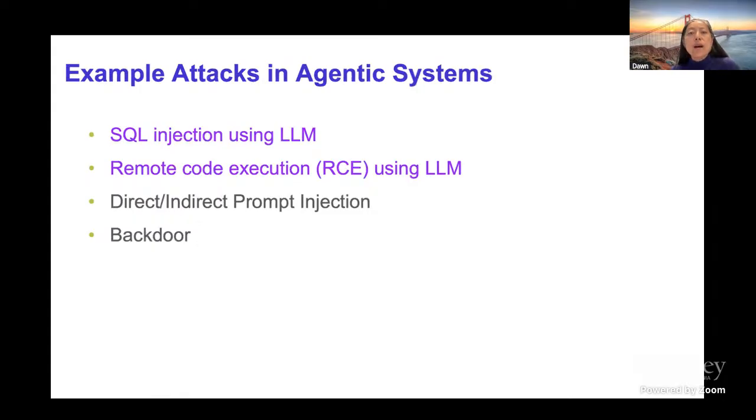So that's an overview of how the increased complexity in the agentic AI system can cause an increase in attack surfaces, and how an LLM can be used as part of the attack chain. Now we are going to look at some example attacks in agentic systems. First, we are going to look at SQL injection using LLM, and also remote code execution, RCE, using LLM.